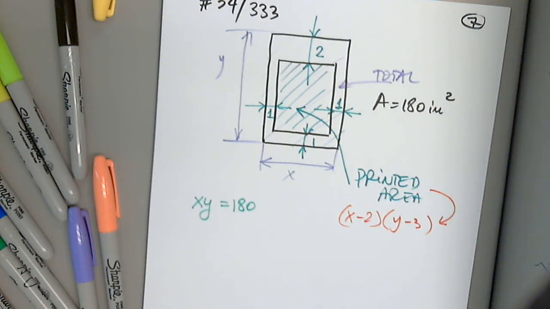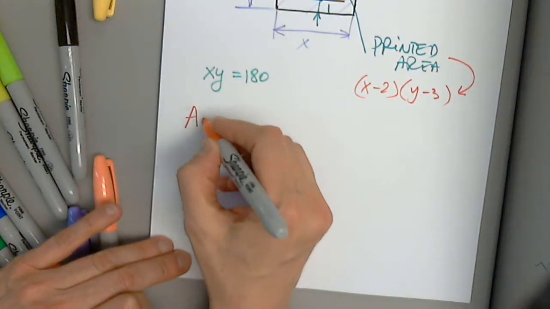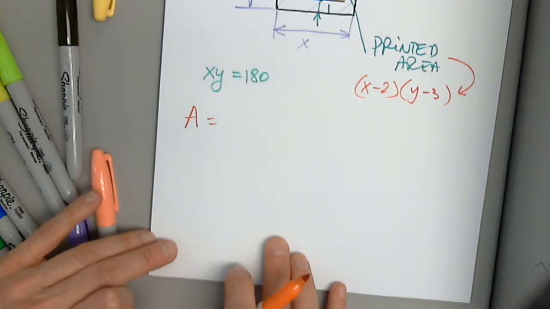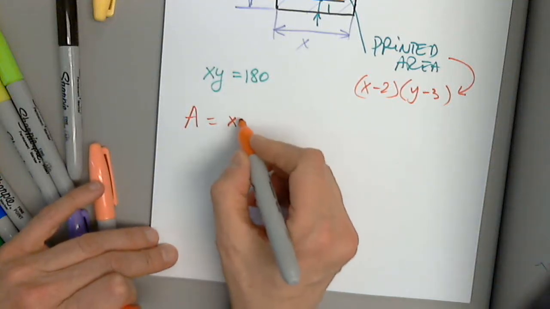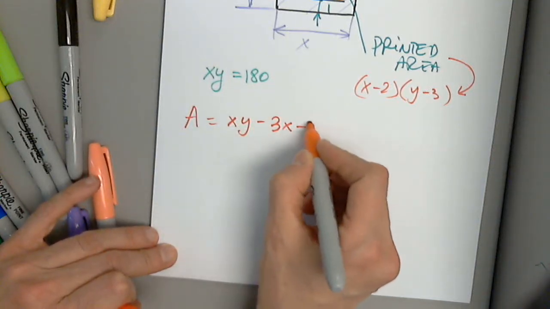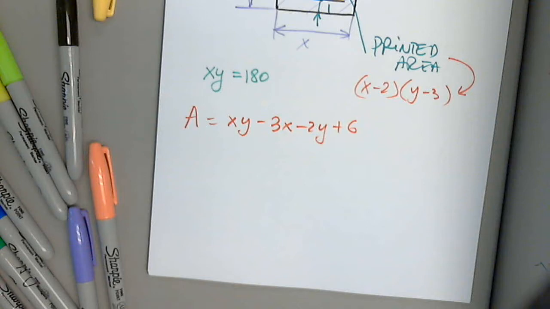Okay, so this is the area. What are we trying to do with this function? Maximize it. Very good. So this is our function. We cannot say for now A of x because it's not A of x yet. So this is xy minus 3x minus 2y plus 6. I distributed x minus 2 times y minus 3: xy minus 3x minus 2y plus 6.